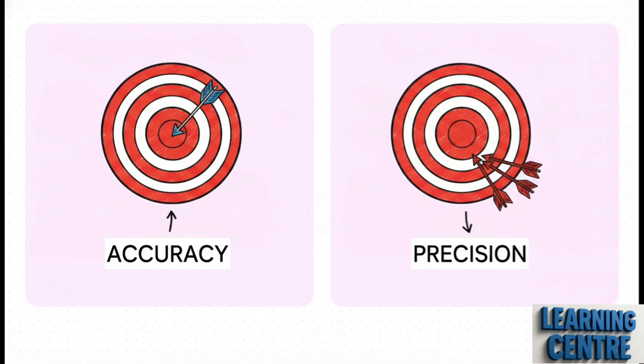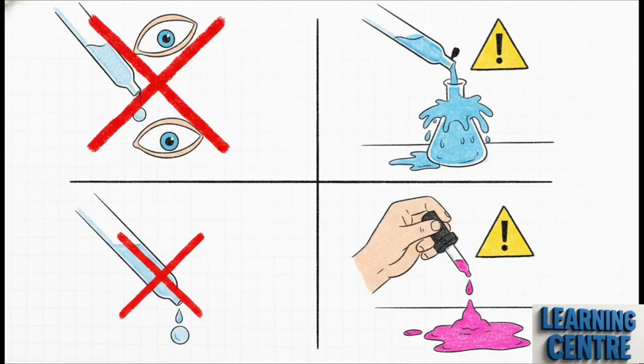So the crucial point is this: if you make the exact same mistake every single time, you'll get beautifully precise, concordant results that are completely 100% inaccurate because of a systematic error. Crazy, right? To guarantee you get both accuracy and precision, you've got to avoid these classic mistakes. Parallax error. If you read the burette from above or below, that angle gives you the wrong number. Read it at eye level.